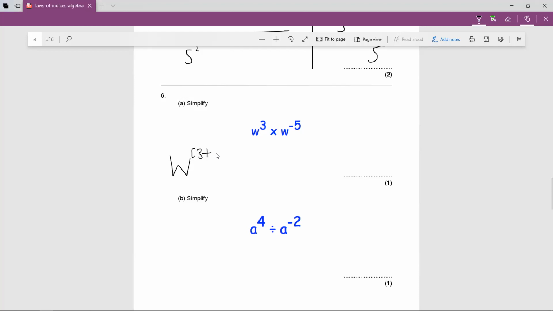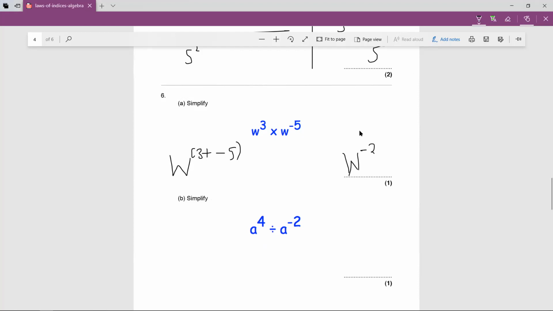Now the next power is not a positive power, it's a negative power. So we have w raised to power 3 plus negative 5. Now 3 plus negative 5, if you punch your calculator, what do you get? I believe you'd get negative 2. So our answer should be w raised to the power of negative 2.